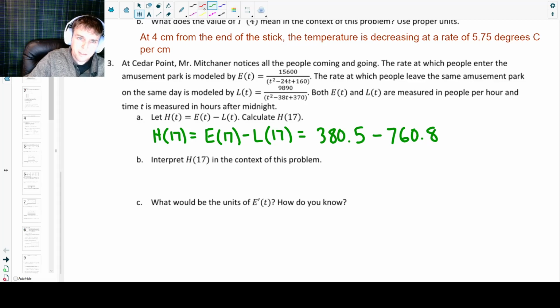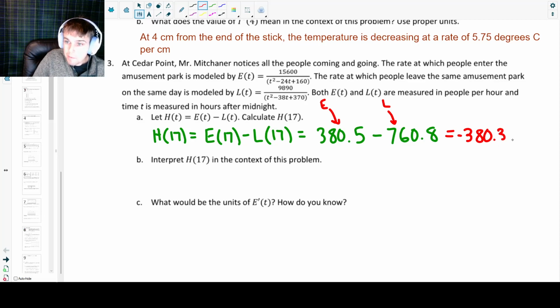I'm not sure if I said that correctly. This is entering. This is leaving. So you can see we have more people leaving the park, so we're going to get a negative value, and the overall population of the park is going to be decreasing. And so when we calculate this, we get a value of negative 380.3. And again, that's going to be measured in people per hour, because both of these are also measured in people per hour.